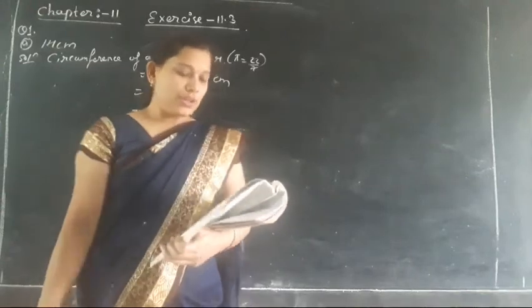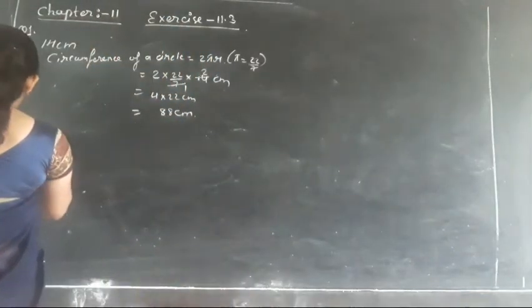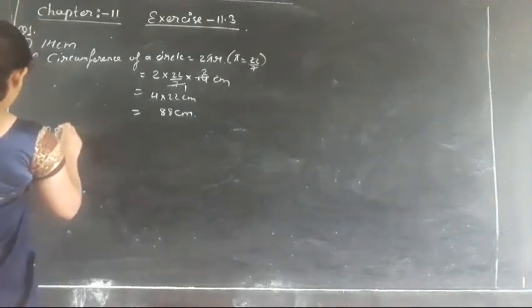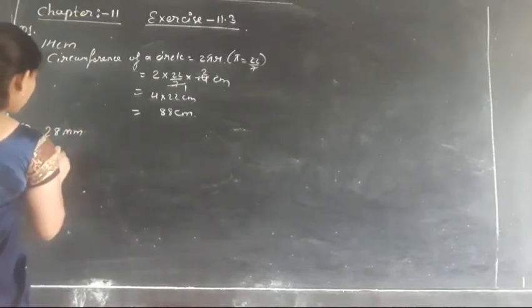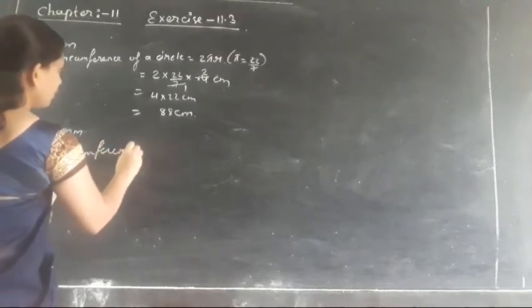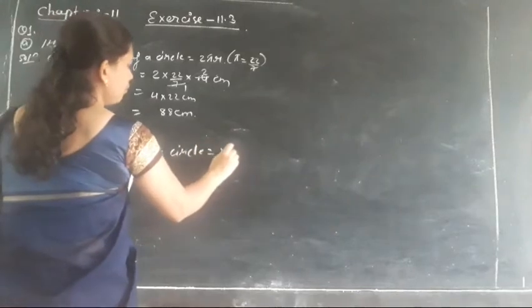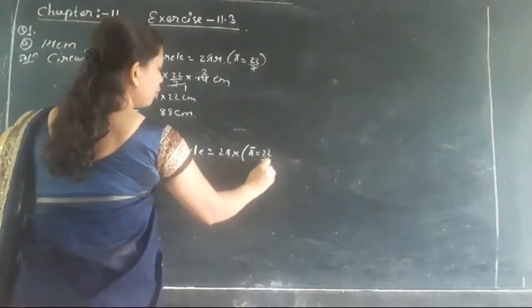In the same way, for the B part, the radius is given as 28 millimeter, isn't it? So what is the formula for the circumference of a circle? Circumference of a circle is equal to 2 pi r, where pi value we have to take as 22/7.